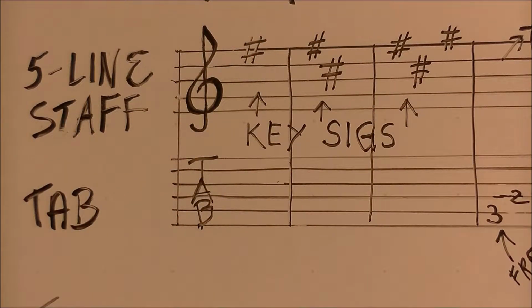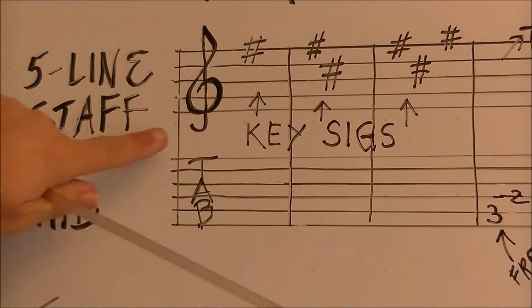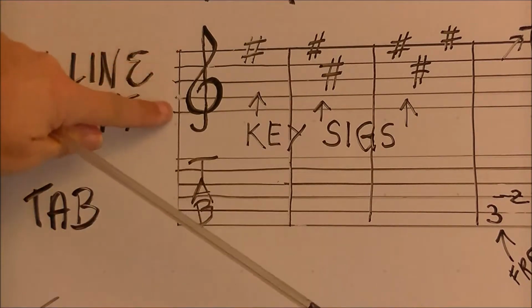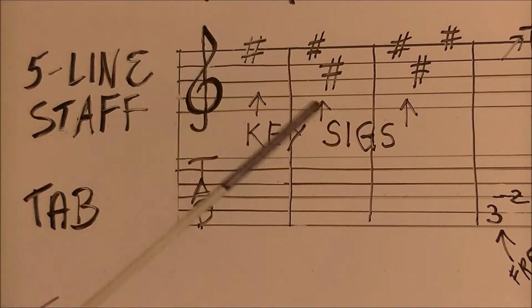Examples 1.5, 1.6, and 1.7 introduce some new sight reading symbols, and I want to run through these quickly before we actually play the examples. Now, first of all, we've got the 5-line staff and the 6-line tab here. On the 5-line staff, the lines and the spaces both count.